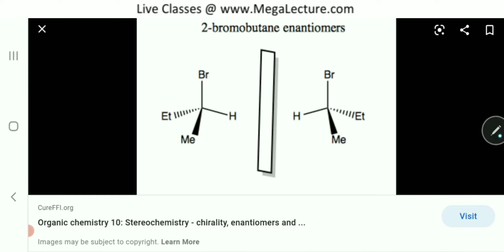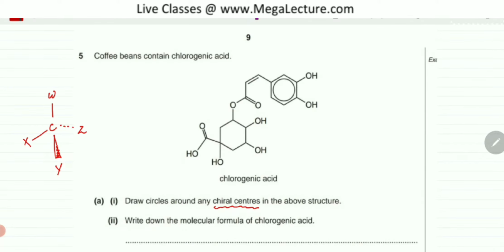As you can see on the screen, these are examples of chiral centers. This carbon over here in the middle is going to be a chiral center with four different groups attached to it, and it's going to have two forms which are non-superimposable mirror images. So over here, we're going to look for atoms of carbon that are bonded to four different groups.